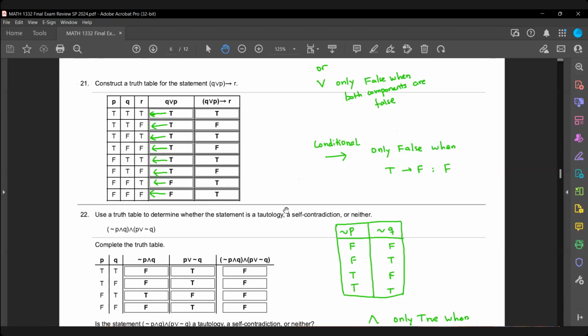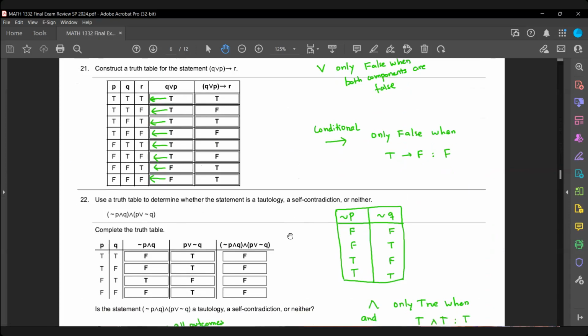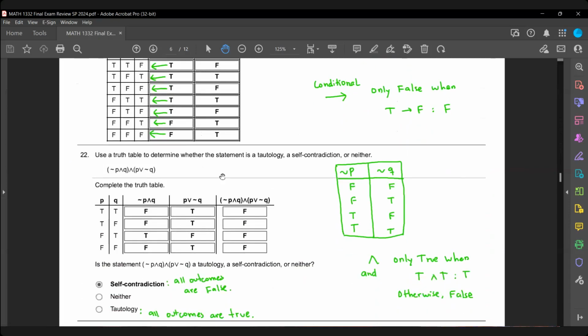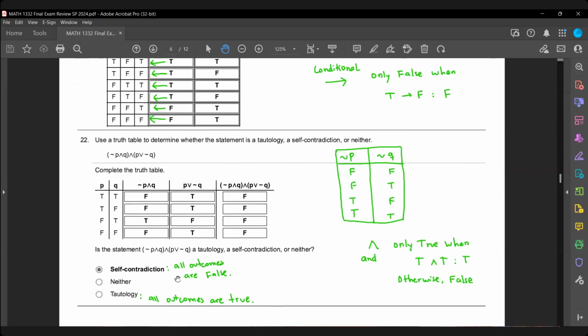That will be false. In number 22, it wants us to determine whether this particular statement is a tautology, a self-contradiction, or neither. What I've done is I've given some definitions as to what a self-contradiction looks like. That is, all the outcomes are false.